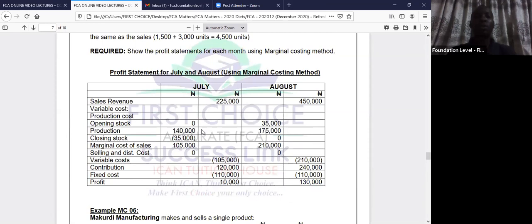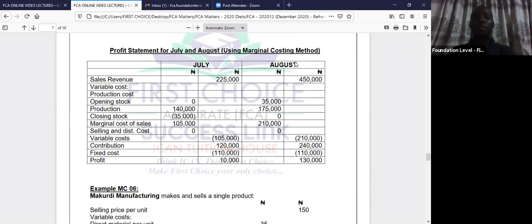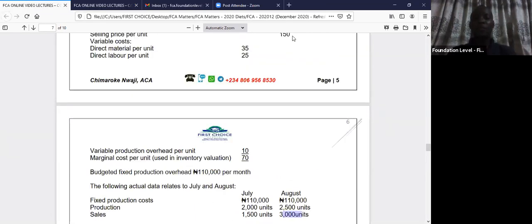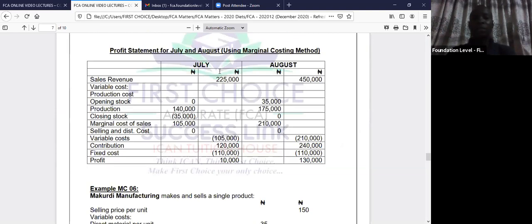We were told that the selling price is 150 naira, right? So if we are to sell 1,500 units at 150, it means our sales revenue will be 225,000. Now that's for July.